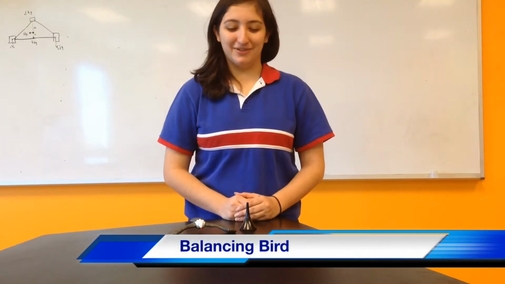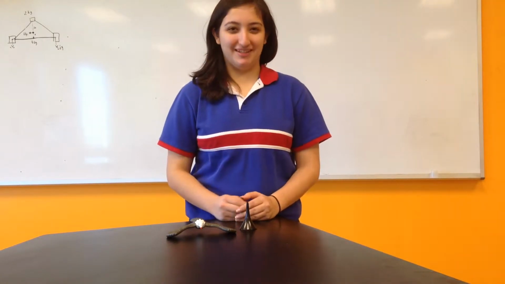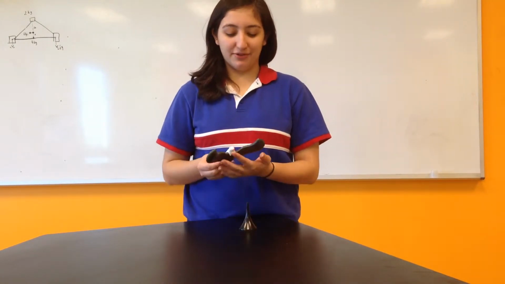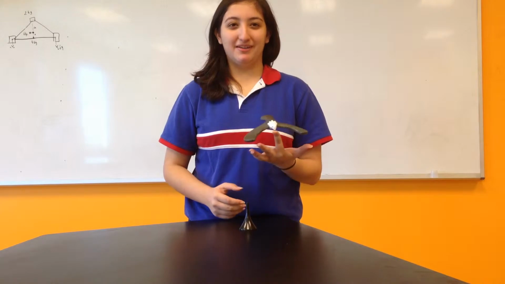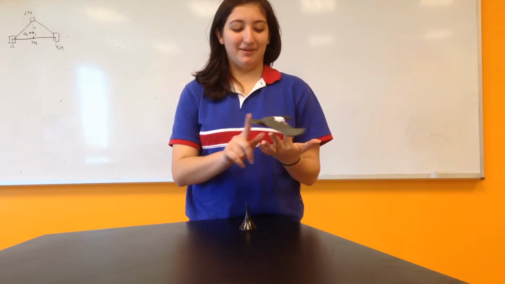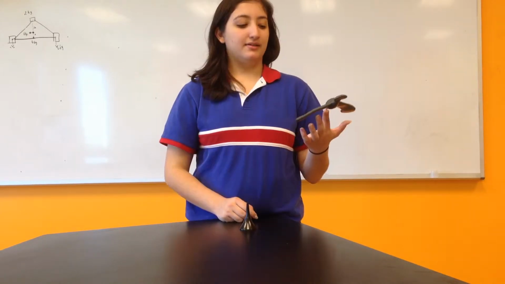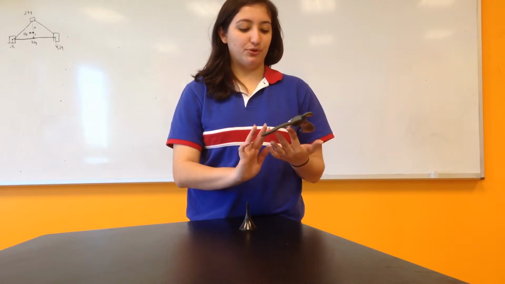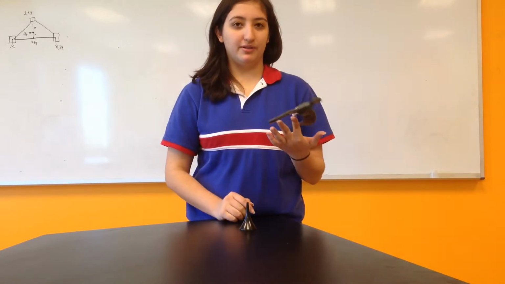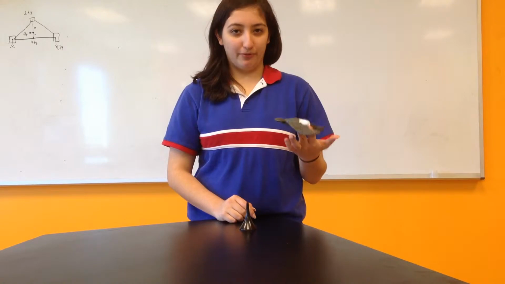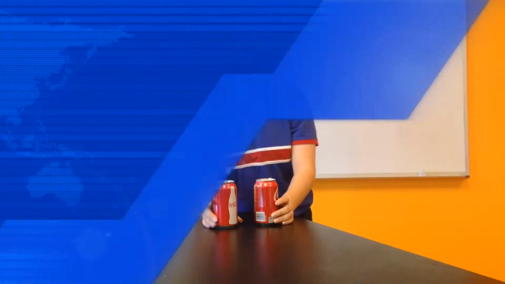Now onto the third demonstration. I'm sure many of you have seen this before. The center of mass within this bird is in the beak. As you can see, it balances on my finger. This is because the mass distribution within the bird is all in the beak. So as long as you hold it from the beak, it will be balanced.